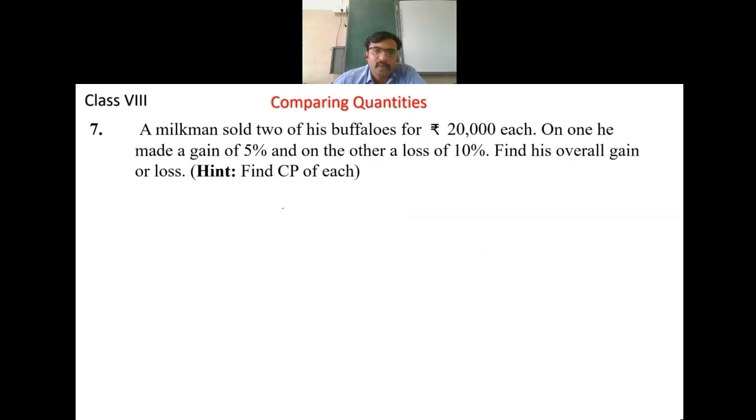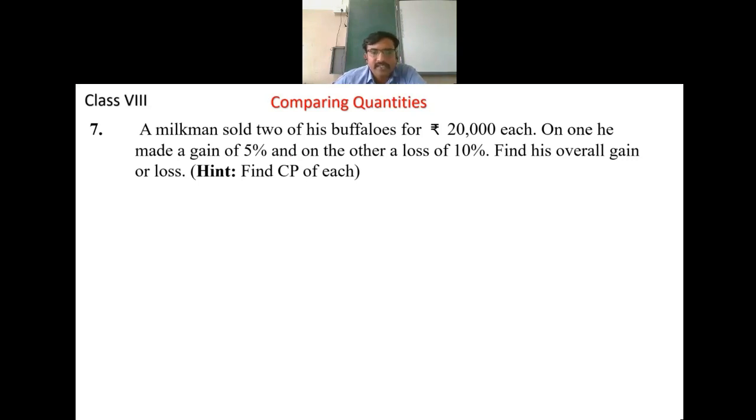Now look at this question. A milkman sold 2 of his buffaloes for rupees 20,000 each. On one he made a gain of 5%, on the other he made a loss of 10%. Find his overall gain or loss. For this they have not given the CP. You will get a loss, sir. 1000 loss.